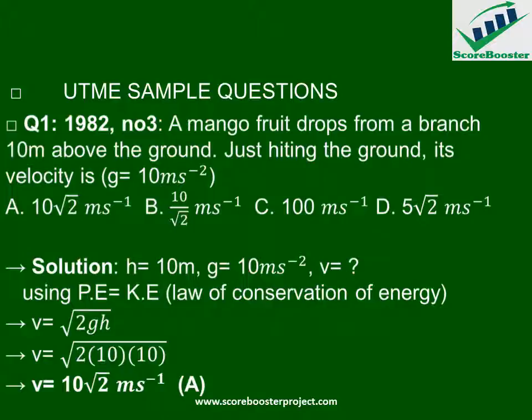Then when you apply the formula, v will be equal to root of 2 times g, which is 10, then times h, which is also 10. That will give us root of 200, and root 200 gives us 10 root 2 meter per second, making option A the correct answer for this question.